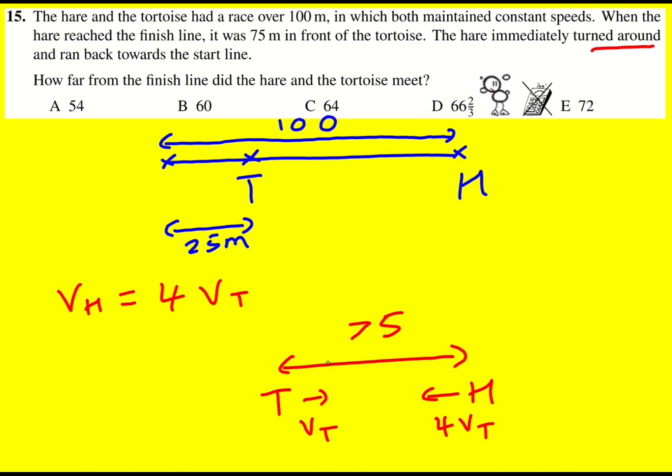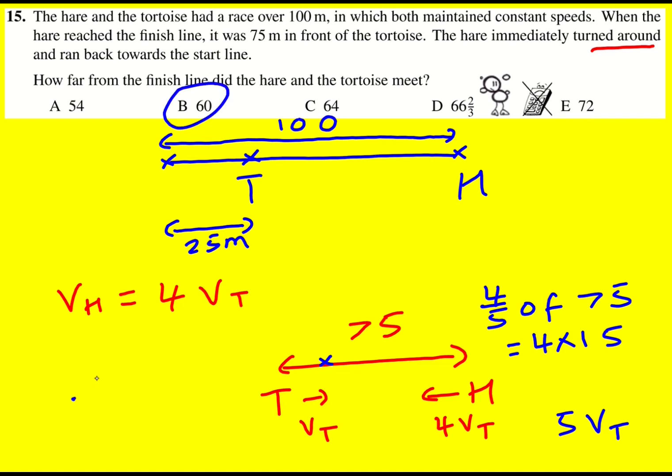They're going to meet somewhere here, and the distance that the hare will have traveled will be 4/5 of 75, whilst the tortoise would have traveled 1/5 of 75. Hope that makes sense, because the relative velocity essentially is 5 lots of the tortoise's speed. So that is going to be the answer. We can do 75 divided by 5, which is 15, and then do 4 times 15, which gives an answer of 60. Okay, really neat, it's got to be said.